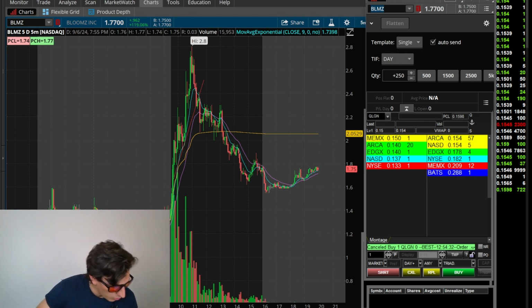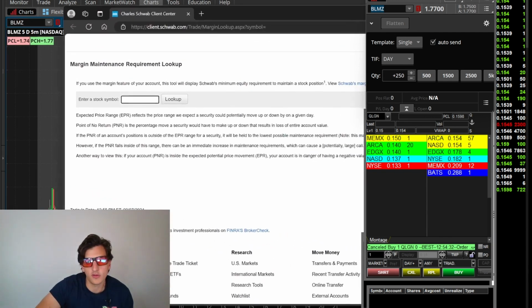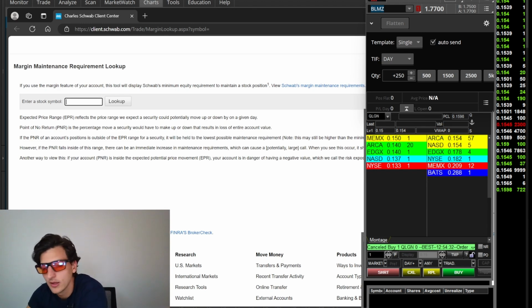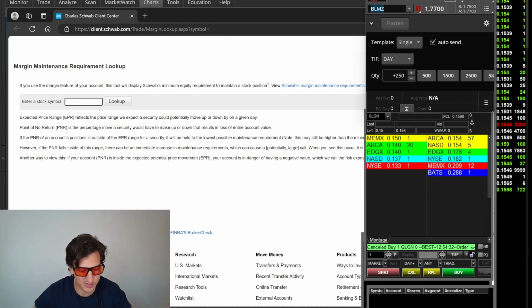Then next, what you're going to want to do, if you're on Charles Schwab, is check for the margin requirements. So margin requirements is important. Unfortunately for Charles Schwab, not every stock you're going to be able to trade with margin with the instant settlement. Sometimes in these stocks you'll be treated as a cash account, even though you're over 25K. And to verify that for every single stock in your gap scan, if you're under Charles Schwab, you're going to want to take a look here at the margin maintenance requirement lookup.